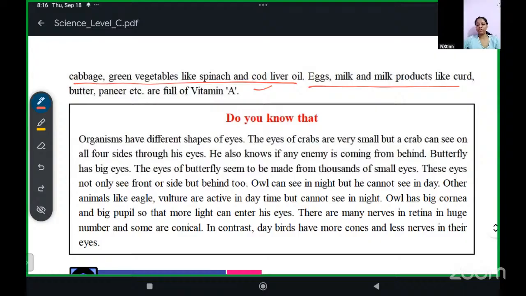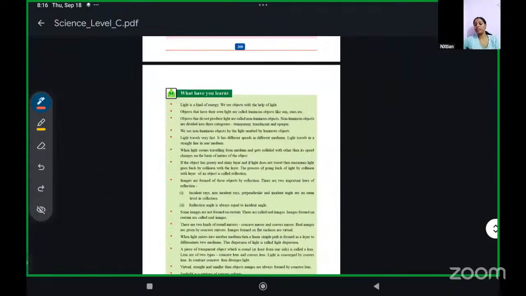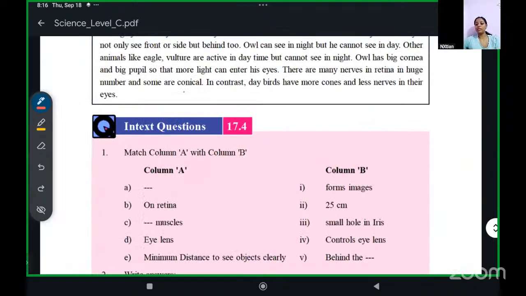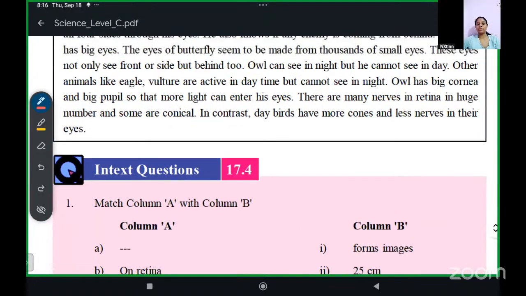Okay. With this, we have finished the lesson. Tomorrow we will do 7.4 and terminal questions. And tomorrow, do you have a test in science? Yes, ma'am. Tomorrow we have a test in science.